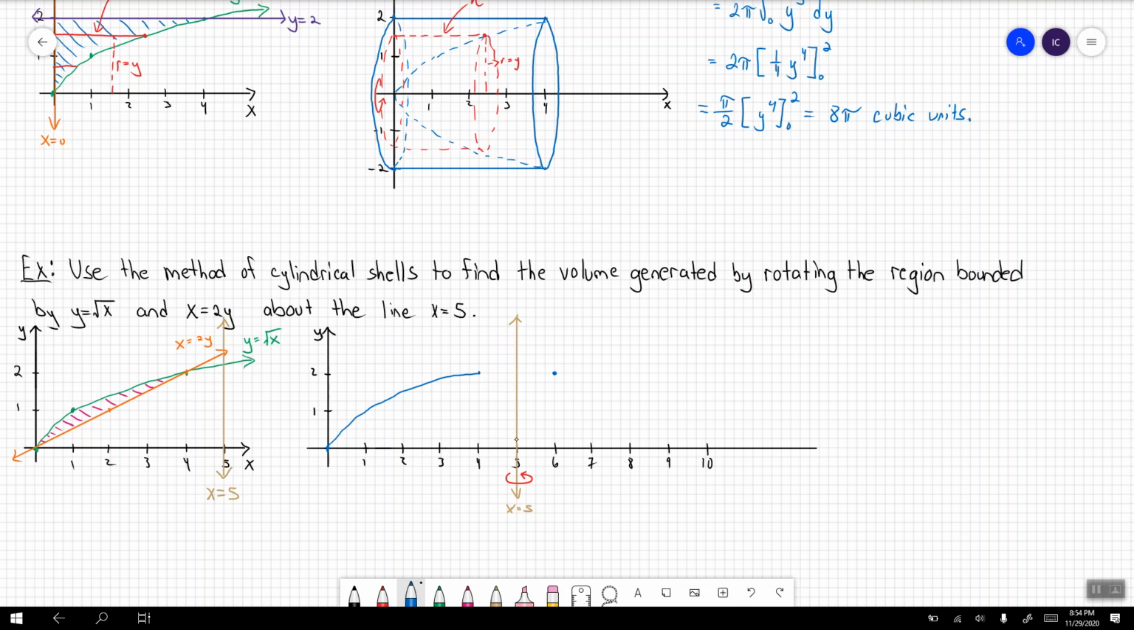So that's 1, 2, 3, 4. So at 9, we're also at 1. There we are. Which means at 10, we're right back down at 0. So this square root, when it's reflected across x is equal to 5, looks like this.